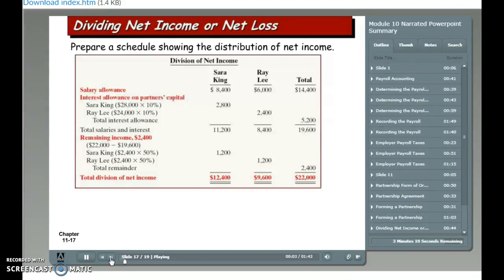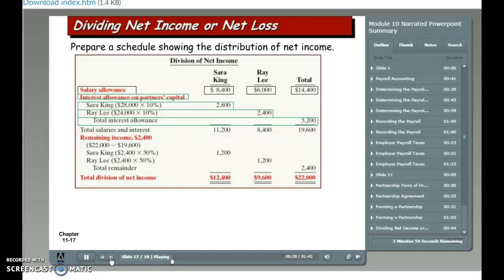The schedule of the distribution of net income begins with a salary allowance of $8,400 to King and $6,000 to Lee, for a total salary allowance of $14,400. The 10% interest allowance for King is $2,800 and $2,400 for Lee, for a total interest allowance of $5,200. The total salaries and interest is $11,200 for King and $8,400 for Lee, resulting in $19,600 for both partners. The remaining to be divided is $2,400, computed by net income of $22,000 minus the $19,600 that has already been distributed through the salary and interest allowances.